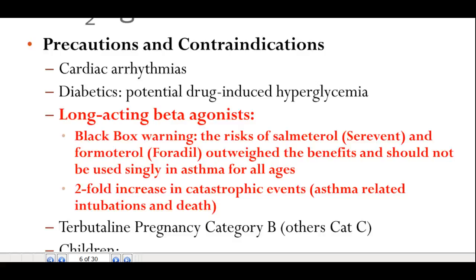The risks of Serevent and formoterol outweigh the benefits and should not be used singly in asthma for all ages. Twofold increase in catastrophic events, asthma-related intubations, and death. So when you see these drugs, you try not to use them. You try to use everything else that you can. There's a lot of great respiratory drugs out there.